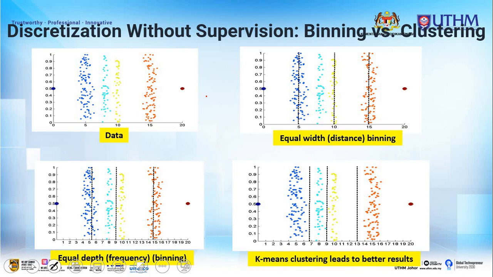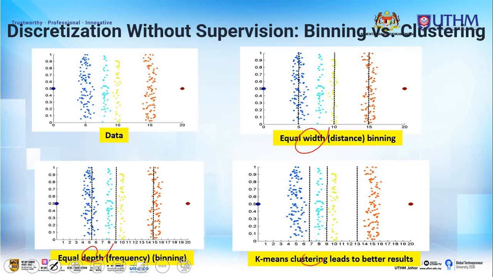Is it 3 clusters? 4 clusters, right? I notice there are 4 clusters. And this doesn't have any classes, so we are performing unsupervised discretization. So we have equal width, equal depth, and k-means clustering.